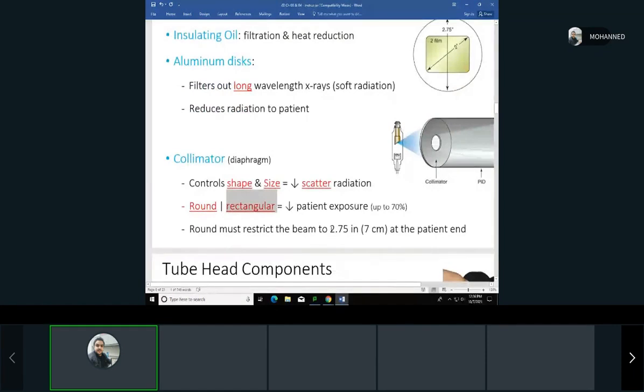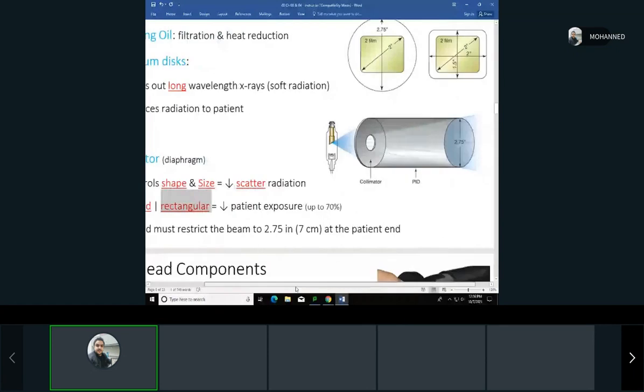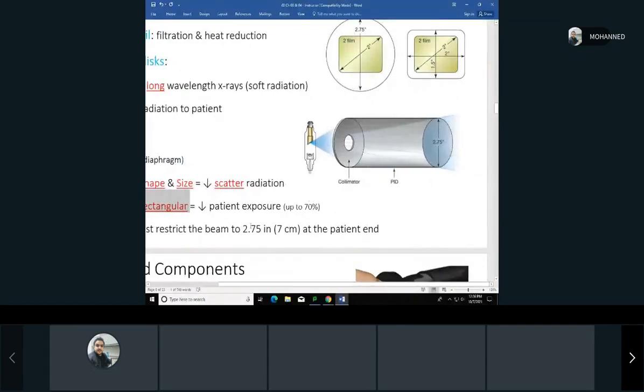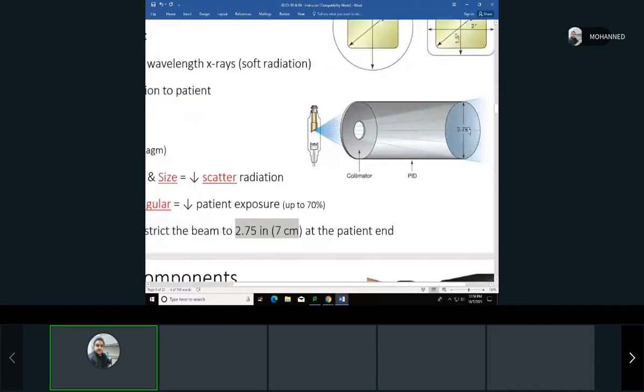In the regulations, the final opening where the X-ray goes out of the PID must be 2.75 inches or 7 centimeters at the patient end, which is here. It should not be longer or wider, bigger in diameter than this. And this is again in the regulations. So when manufacturers are producing these, and they do the collimator and they put the PID, they have to make sure the collimator is small enough to produce that much X-ray at the end of the PID. Okay?